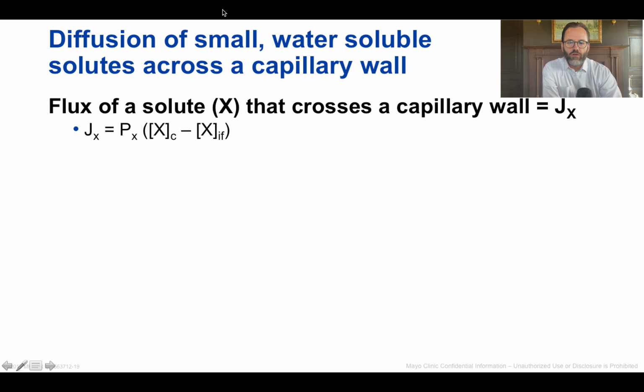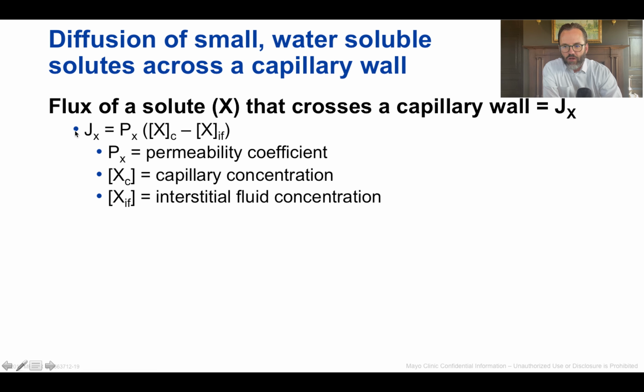So when we start to look at the diffusion of, for example, small water-soluble solutes across the capillary wall, we're going to define that as the flux of a solute that crosses the capillary wall, or flux is defined as J sub x. And so here we've got the flux of any given water-soluble solute is defined by the permeability coefficient times the capillary to interstitial fluid concentration of that water-soluble solute.